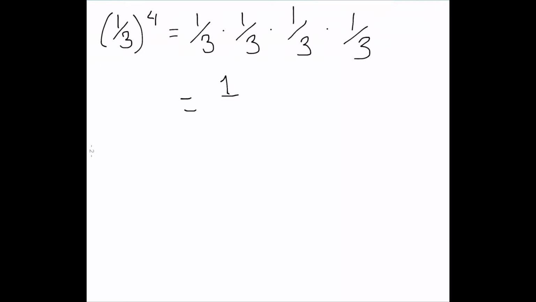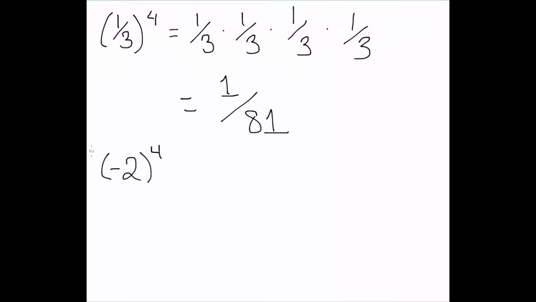The first one I have is 1/3 to the 4th power. So this means we're going to multiply 1/3 by itself 4 times. When we multiply fractions, we multiply the top and then multiply the bottom. On the top, I have 1 times 1 times 1 times 1. And on the bottom, 3 times 3 is 9, times 3 is 27, times 3 is 81. So 1/3 to the 4th power is 1/81.